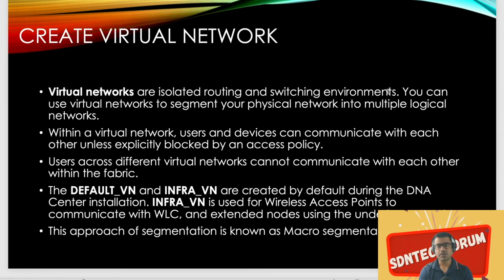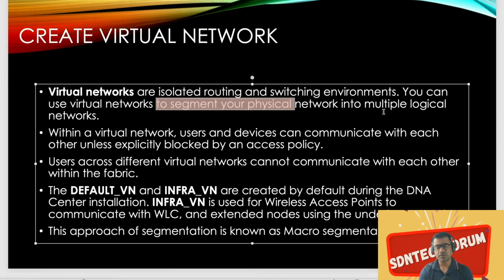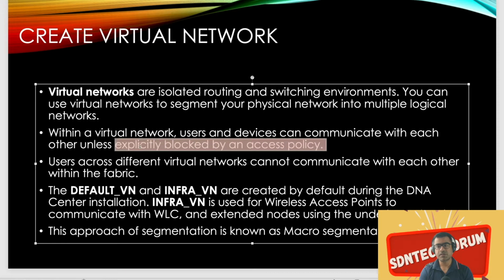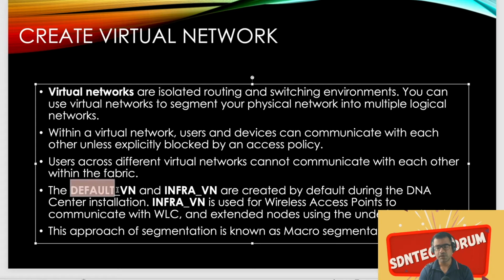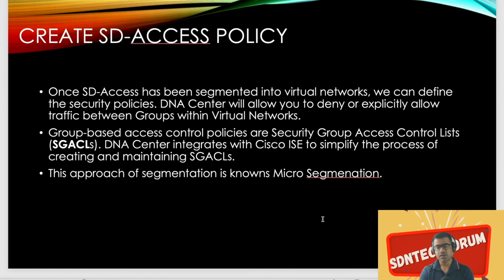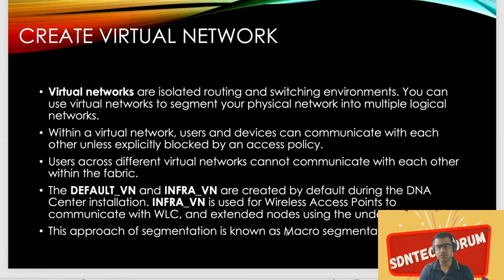All right, now it's time to create a new virtual network. Virtual networks are, as I mentioned, like VRF in a network context, so that you can segment your physical network into multiple logical networks. Within a virtual network, users and devices can communicate with each other unless explicitly blocked by an access policy. So if you are part of the same VN, you can talk, but if you apply an access policy, you can restrict. There are two virtual networks created by default during DNA Center installation: default VN and infra VN. Infra VN will be used for wireless access points. This approach of segmentation is called macro segmentation.